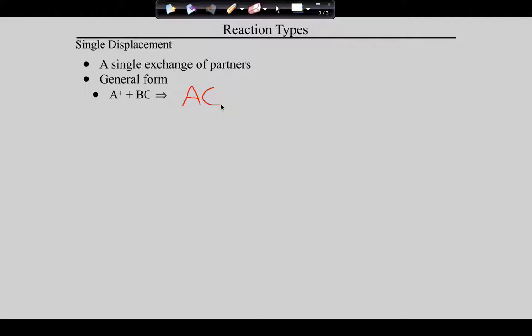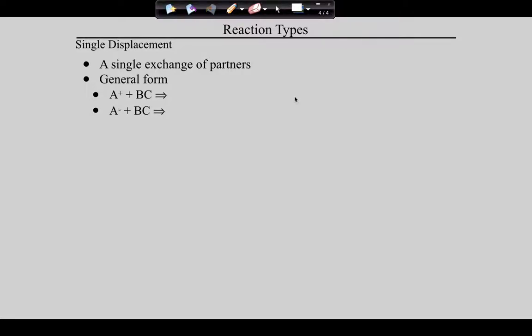Here's the sad part. What happens to B? B goes home alone. B is the guy that just got low-crawled at the dance. Someone stole his date, and he's going home alone. Sad, I know. But guys, understand B got displaced. Do you see the displacement? B got kicked out, A ended up with C, and B got displaced. You good on the idea? Questions? Okay.